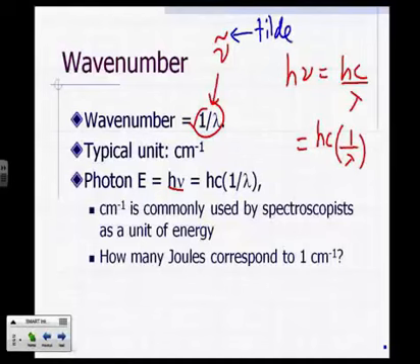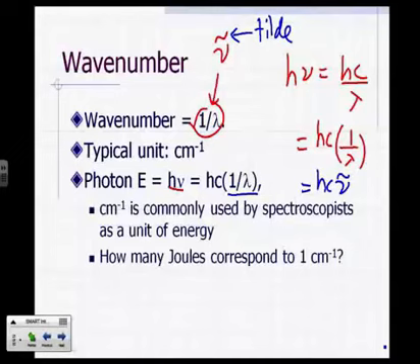On your keyboard, that's the key to the left of the number 1 at the top of your keyboard, but you have to press the shift key. So nu tilde is the symbol for wave number. That's 1 over lambda. And so your photon energy would just be equal to hc times nu tilde. Just make sure, though, when you plug in your numbers that you have consistent units.